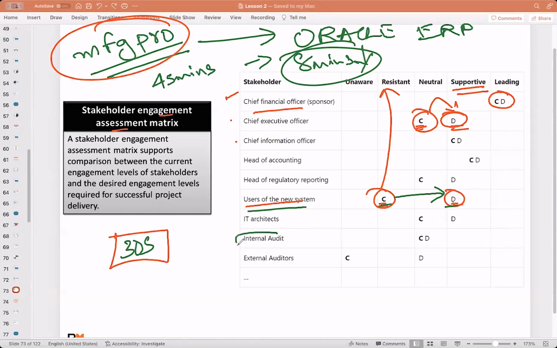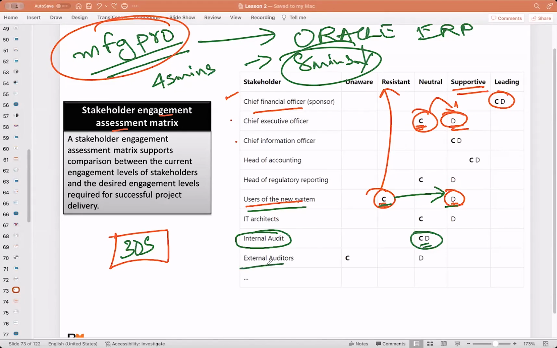Now, the next one is internal audit. Did you see the internal audit here? Currently, they are neutral. My desire is also neutral. We cannot expect auditors beyond that. Is that clear? The maximum we can expect from an auditor is to be neutral. Correct, no? They cannot support. They have to be neutral because they are auditors.